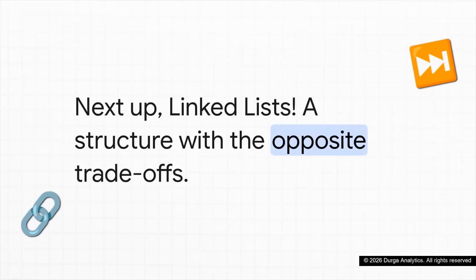Recognizing exactly when an array fails perfectly sets up our transition into Chapter 23, where we'll meet linked lists. A linked list is a data structure that flips these exact trade-offs right on their head, sacrificing instant access to give you blazing fast insertions.